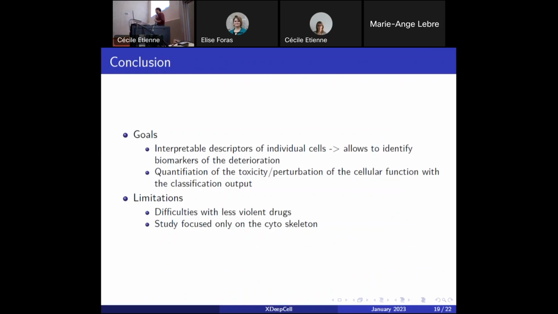So to sum up what we managed to do, we fulfilled our goals. We have interpretable descriptors of individual cells, which allow us to identify biomarkers of the deterioration.